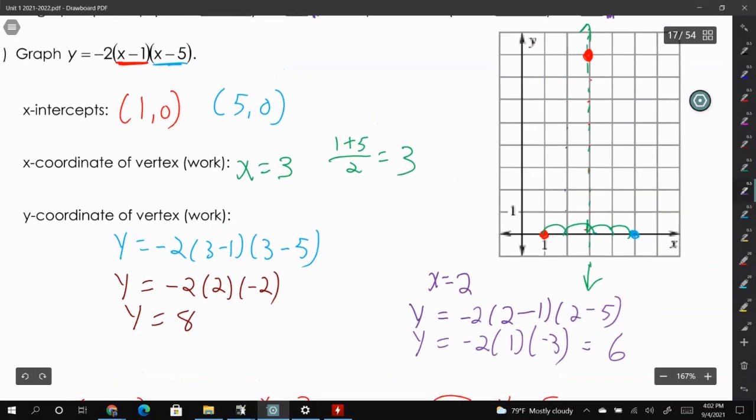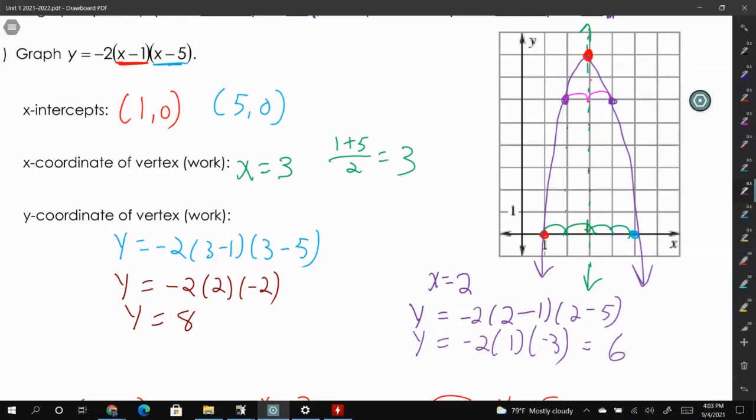1, 2, 3, 4, 5, 6. There we go. And then we can reflect that over the axis of symmetry. So this point is 1 unit away from the axis of symmetry. We can go 1 unit on the other side, and there would be our point. So then here is our parabola.